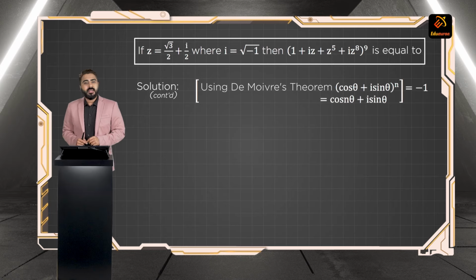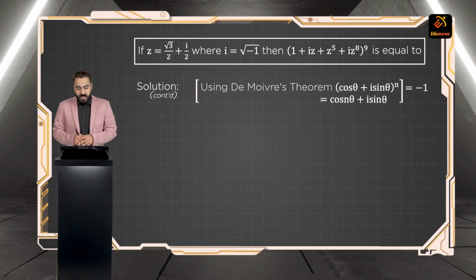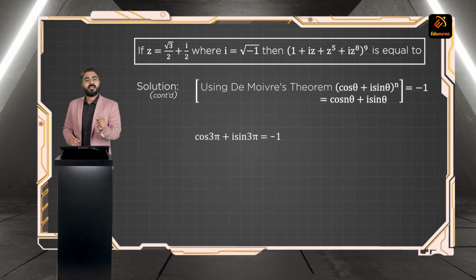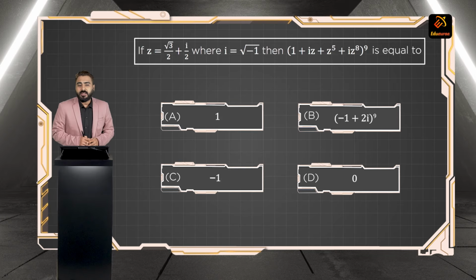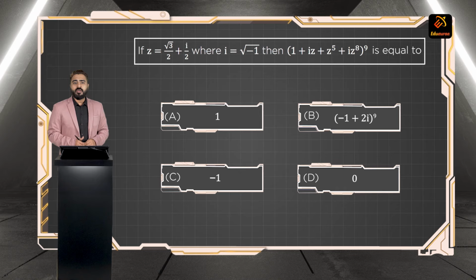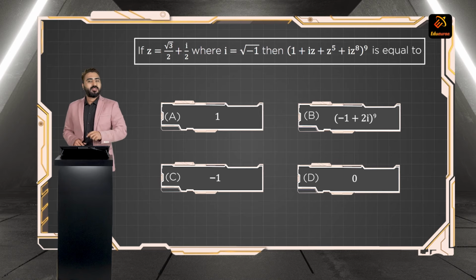What is De Moivre's theorem, students? (cos θ + i sin θ)^n is equal to cos nθ + i sin nθ. So students, with the help of De Moivre's theorem, we got the expression cos 3π + i sin 3π, and this is nothing but -1. So -1 is the correct answer, and the correct option for that is none other than option C.